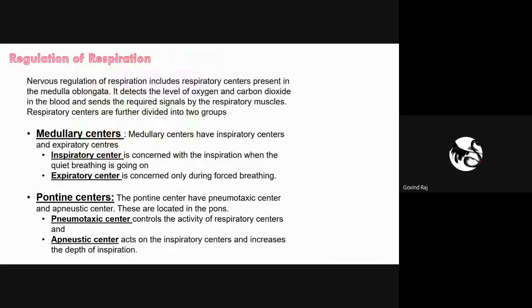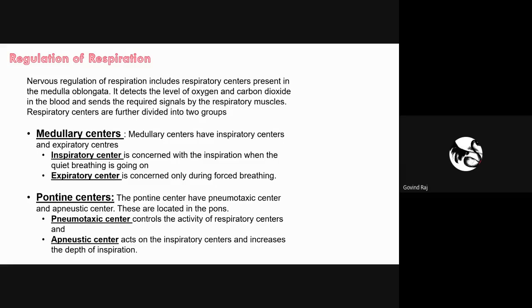Okay. So now talking about the regulation of respiration, the respiratory system is regulated by nervous regulation and also chemical regulation. Nervous regulation of respiration includes respiratory centers present in the medulla oblongata. It detects the level of oxygen and carbon dioxide in the blood and sends required signals to the respiratory muscles.